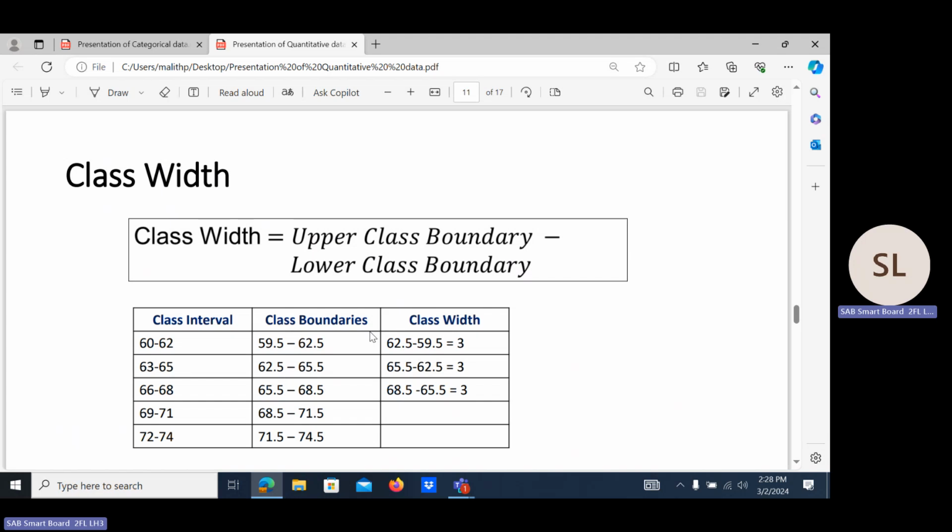Then if all the class intervals in the frequency distribution have equal width, we can denote it as C. The width of a class we normally denote using the letter C. Here, the width of each class interval is 3. So this particular frequency distribution has equal class widths.